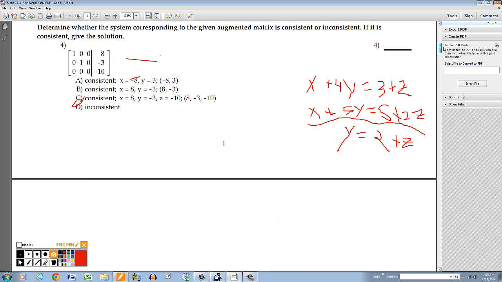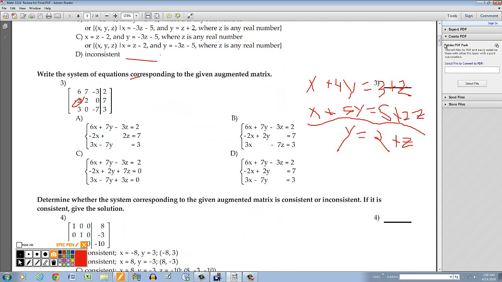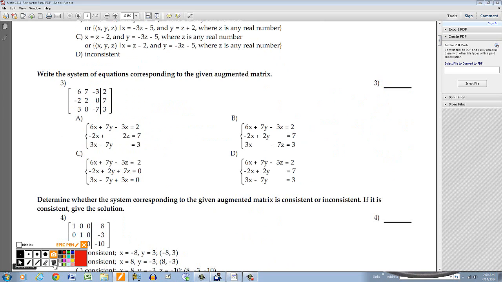Okay, for the third one, it says write the system of equations corresponding to the given augmented matrix. Well, again, recall the augmented matrix is just the representation of the equation. The first row, the numbers on the left represent the coefficients of the variables. In this case, there's 3 of them, so it's x, y, and z. And the numbers on the right represent the constant.